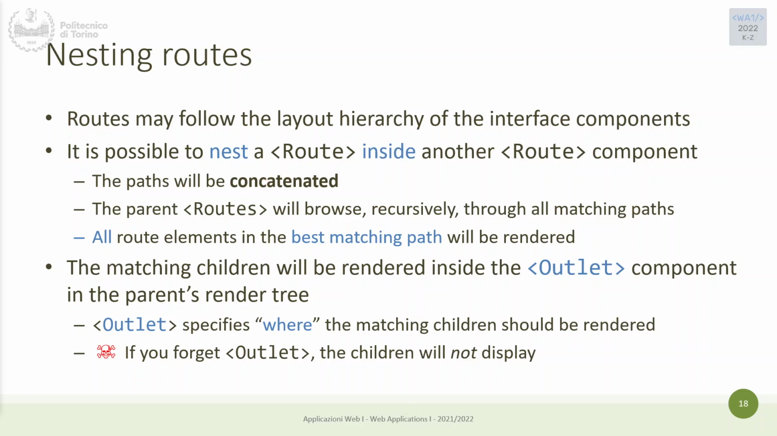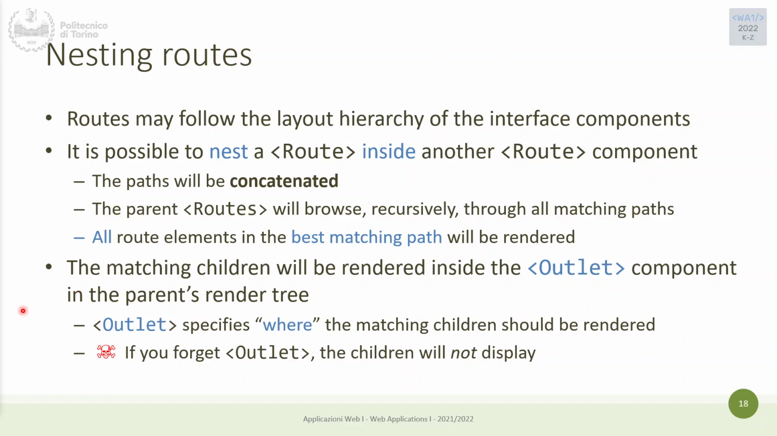So it is possible to nest a route inside another route component, and it is important to notice that the paths will be concatenated. So if a route is nested inside another one, this route will be matched only if the combination of the two path props is matched by the whole URL. Again, all route elements in the best matching path will be rendered.